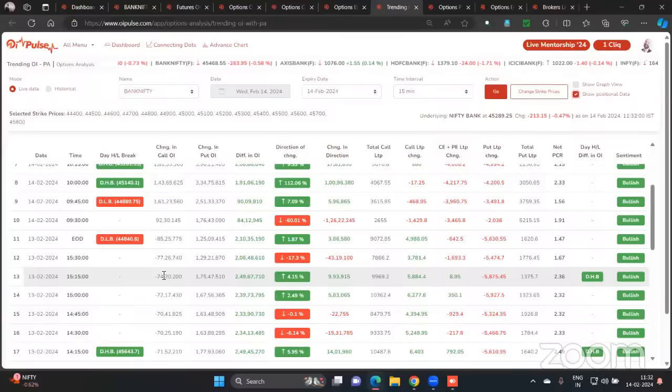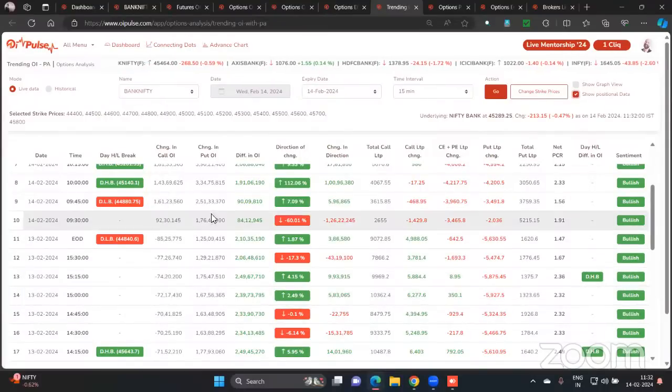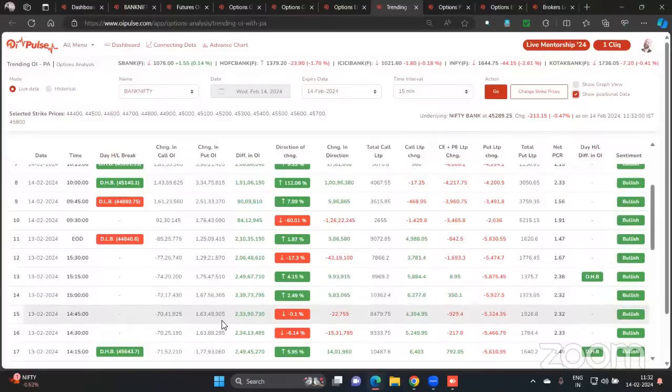Imagine if I, being a seller, have covered almost all my positions from the previous day and I have added more positions on the put side, then do you think I wanted this market to seriously fall? No. So what I would do, I would trap the people who are going on the put side in the morning who were trying to buy.